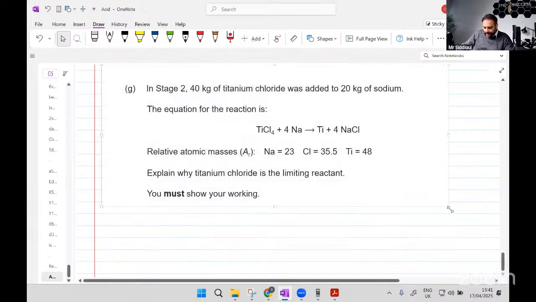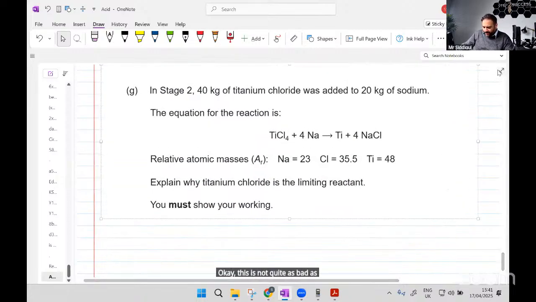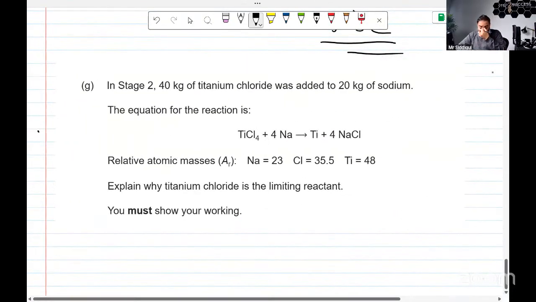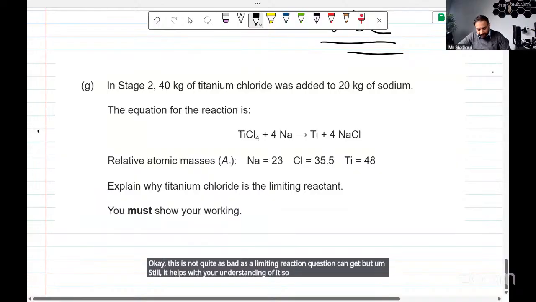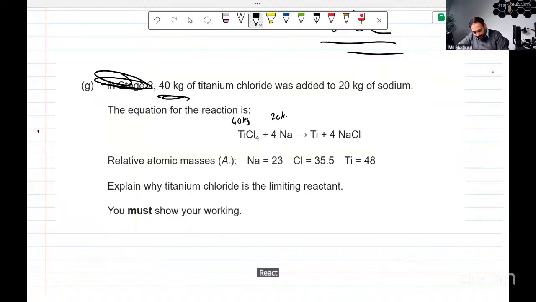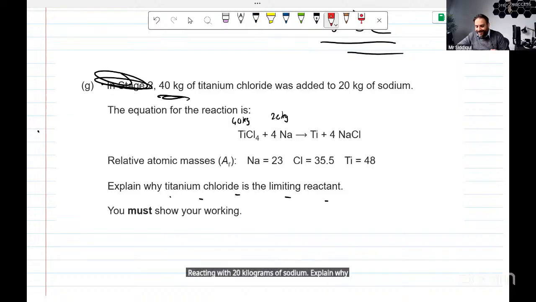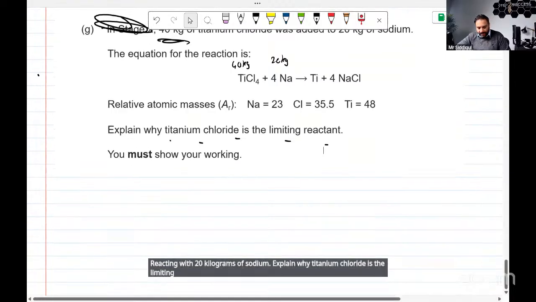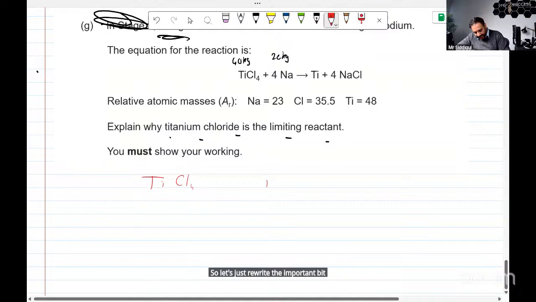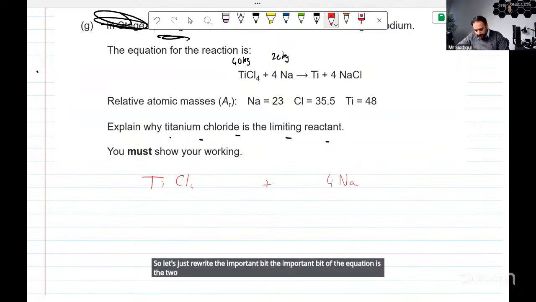Okay, this is not quite as bad as a limiting reactant question can get, but still, it helps with your understanding of it. So we have, don't worry about the stage number, 40 kilograms of titanium chloride reacting with 20 kilograms of sodium. Explain why titanium chloride is the limiting reactant. Okay, so let's just rewrite the important bit. The important bit of the equation is the two substances that we care about, the titanium chloride and the sodium.